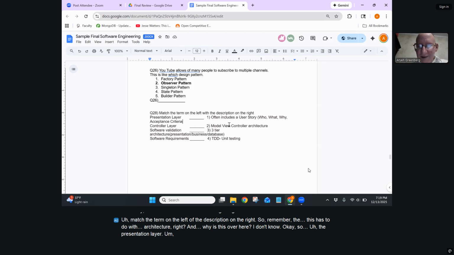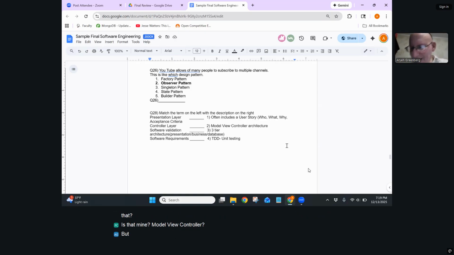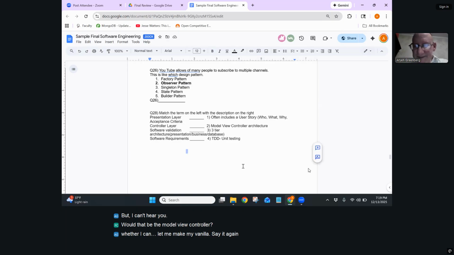What is it? Which one? What first comes to mind when you read that? Model view controller? What? I can't hear you. Would that be the model view controller? Wait a second, I can't hear you. Let me make my volume a little louder. Say it again. Would that be the model view controller? No, but it's close, right?